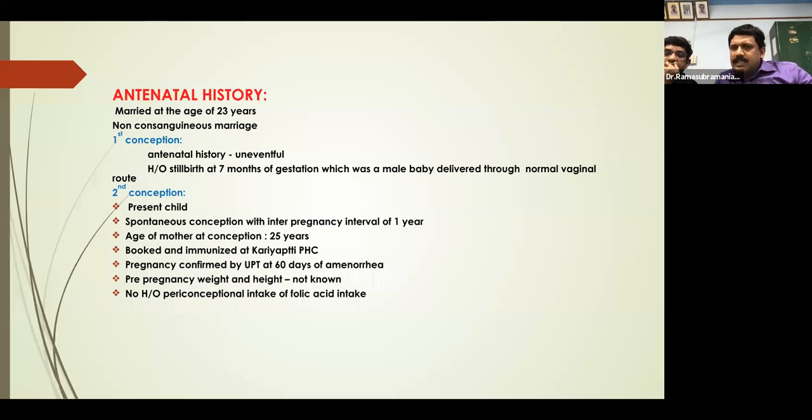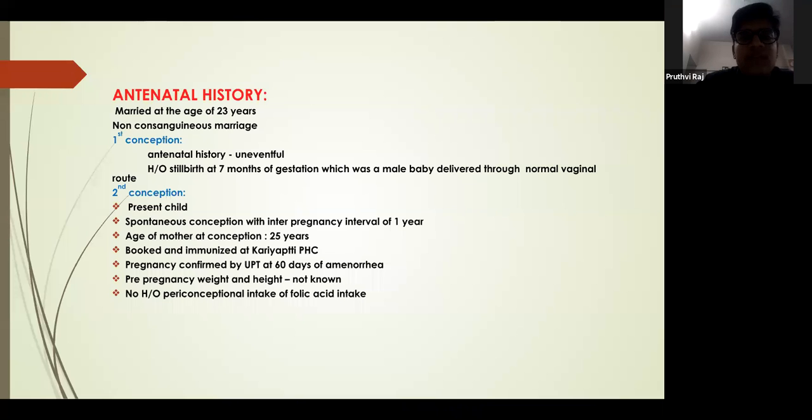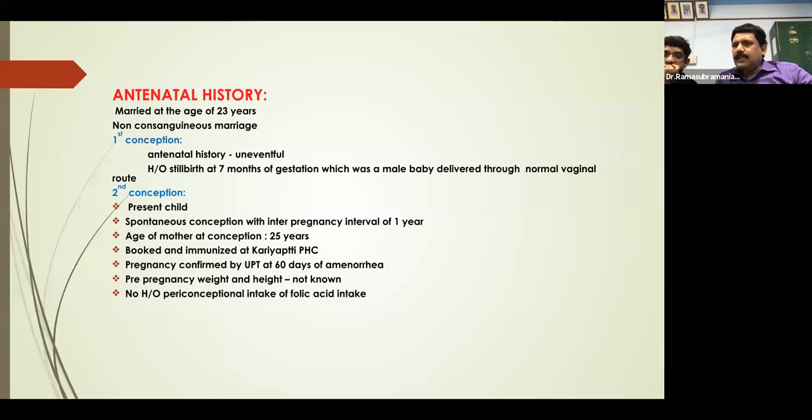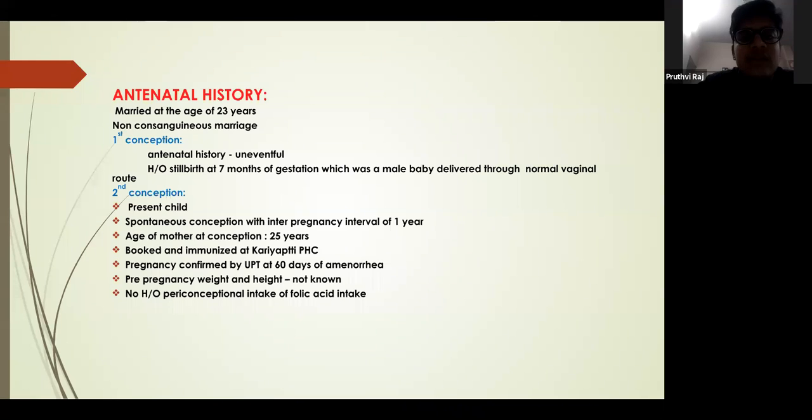When you say stillbirth, what is stillbirth? Death of the fetus during the process of labor. Yes, the baby was alive in utero, and when the baby was delivered, it didn't have any signs of life. That is what you call a stillbirth. What is the minimum age you should call a stillbirth? After how many weeks of gestation is it called stillbirth? More than 20 weeks, sir.